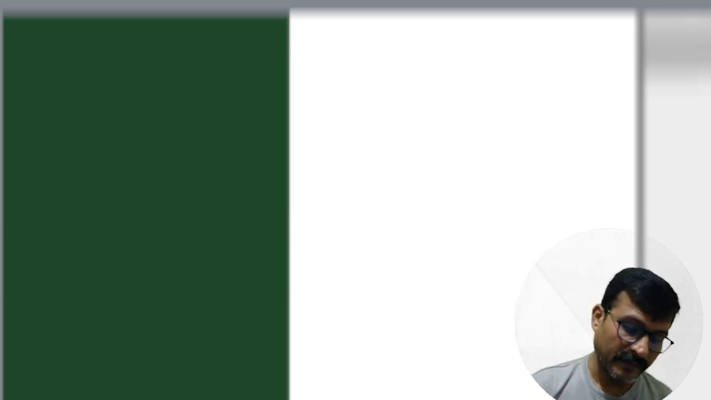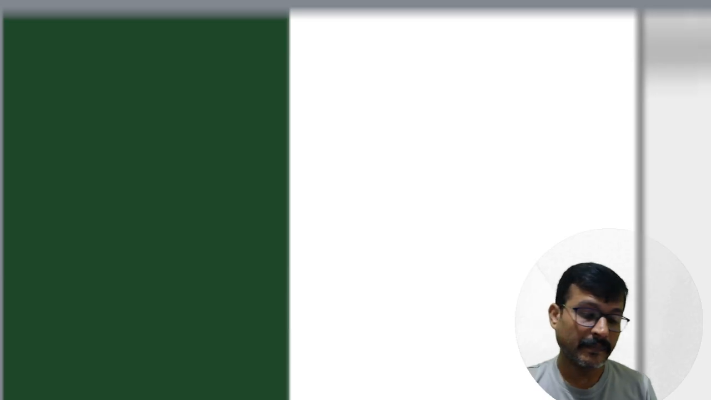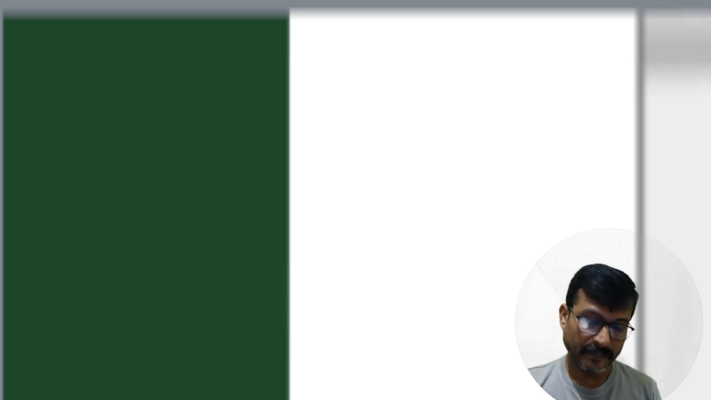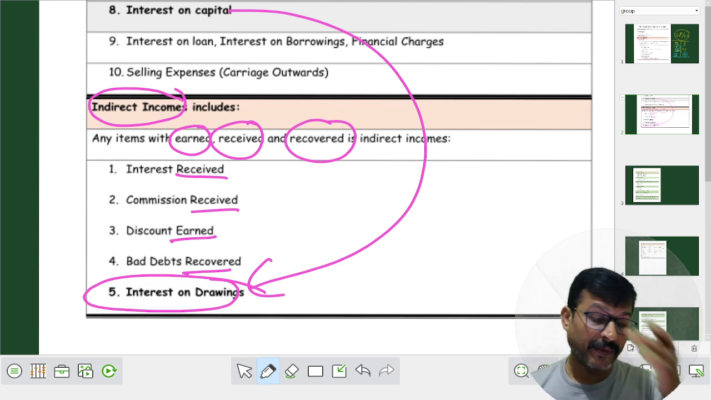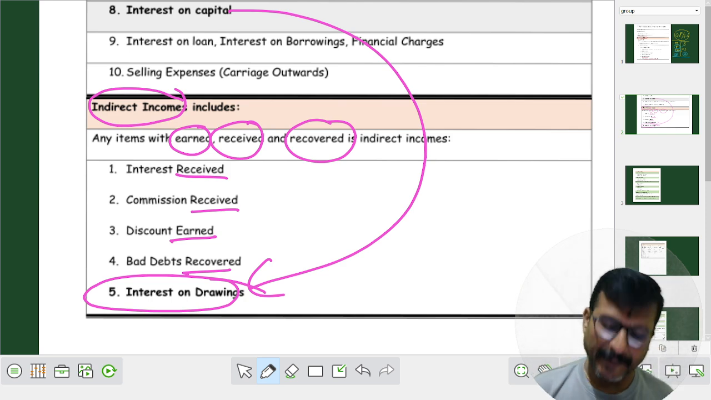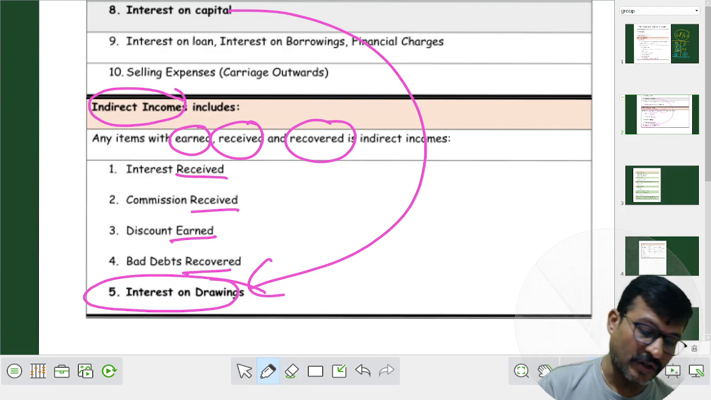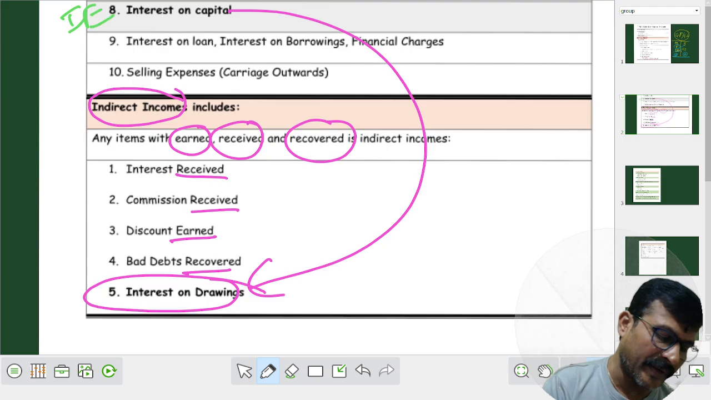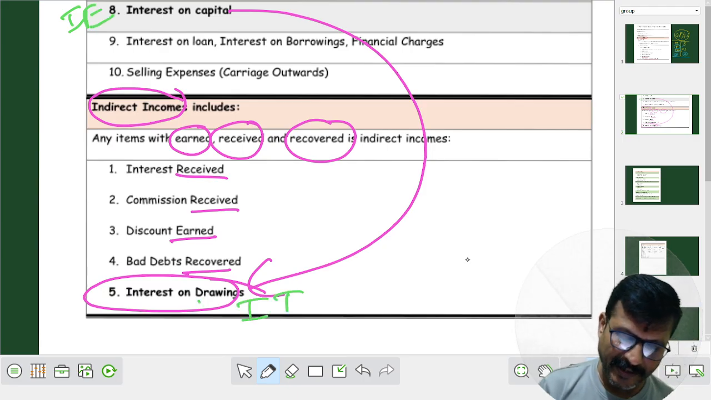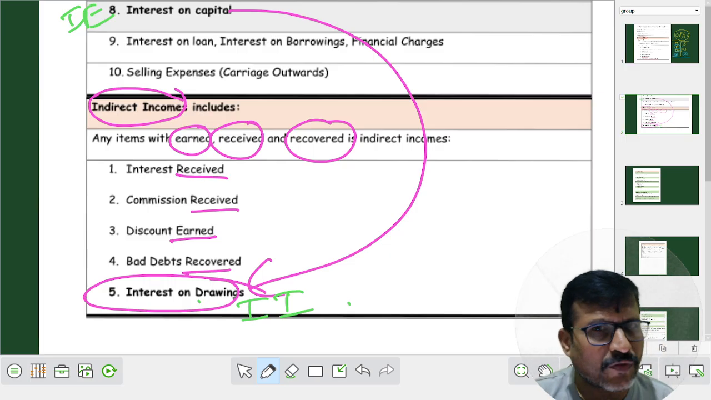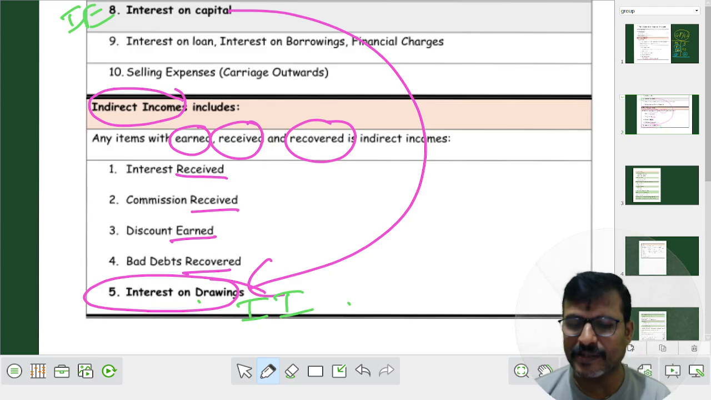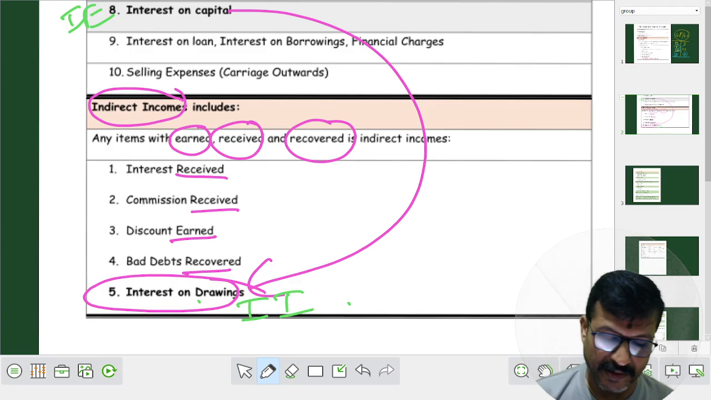Where did it go? Wait for a few minutes. See here, interest on capital. Remember, interest on capital is an indirect expense. Interest on drawings is an indirect income. Please don't just listen. Make a note of it. Then only it is possible to understand everything, my dear students.